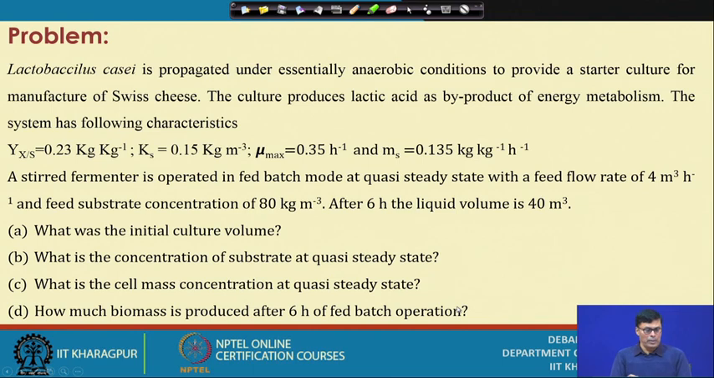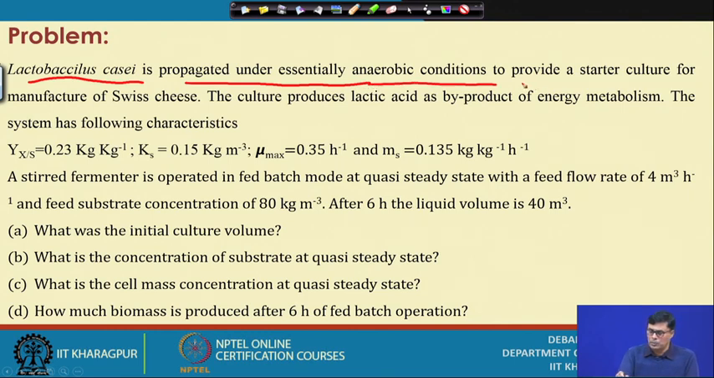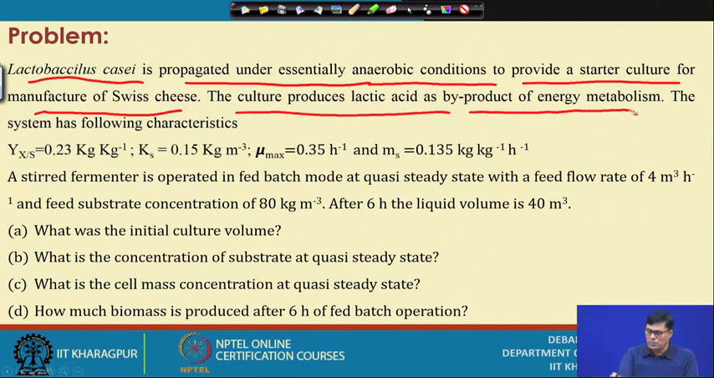Now, the last problem that we have, Lactobacillus casei. This is also very interesting, but similar to the fed batch process. Lactobacillus casei is propagated under essentially anaerobic conditions to provide the starter culture for manufacturing cheese. Now, the culture produces lactic acid as a byproduct of energy metabolism. The system has the following characteristics. These are the different values given.